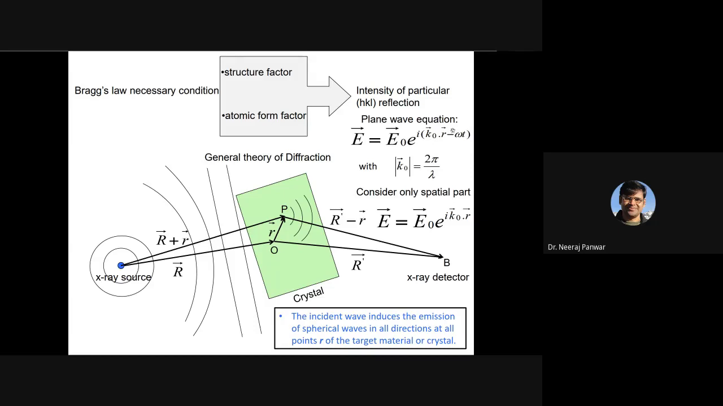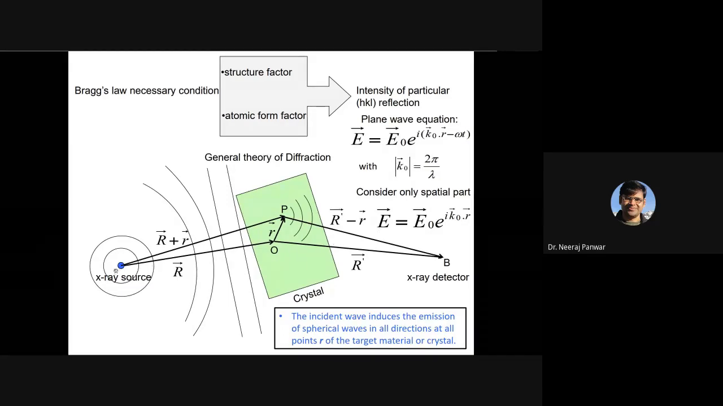Now, because we are not dealing with time, we are not considering that at this time the X-ray is here and at that time the X-ray is here. We are dealing with the spatial part only. So for the time being, we can neglect this time component or the phase part; we are assuming it is present, but we are not showing it here. So we are considering only the spatial part of this equation, and this equation will become E is equal to E naught e to the power i k naught dot R.